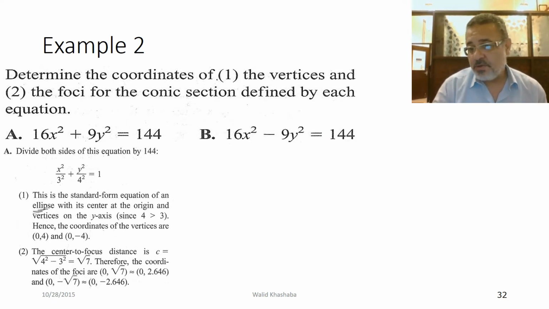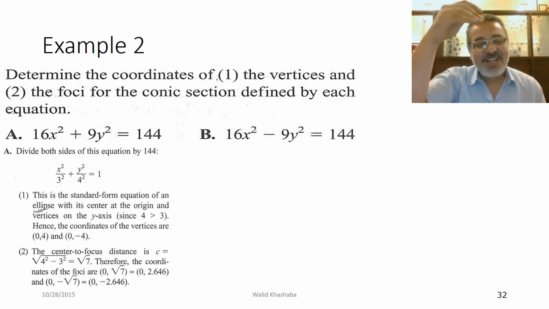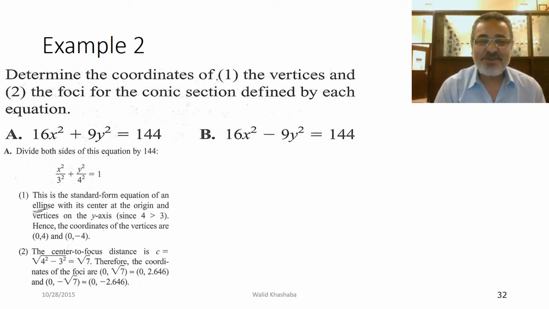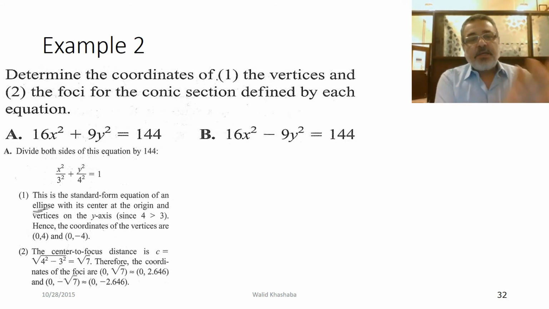The foci are at root 7 and negative root 7, on the y-axis, as we said. Why? Because 4, the value under y, is larger than 3, which is the value under x. We will follow the same technique for b.